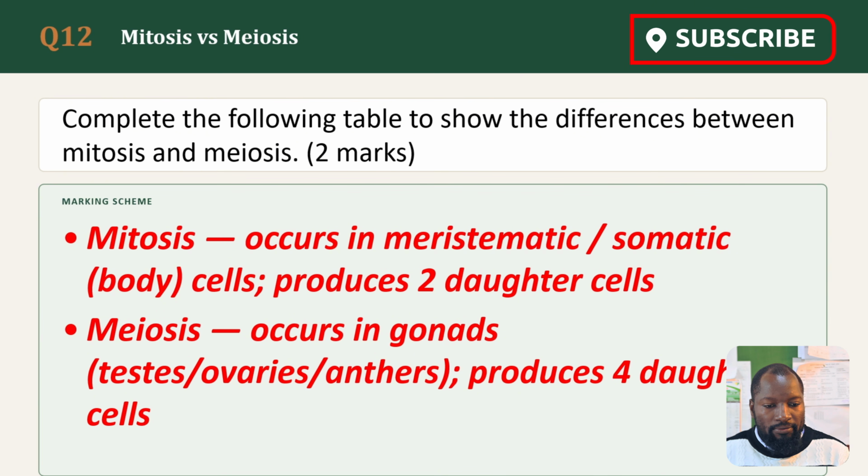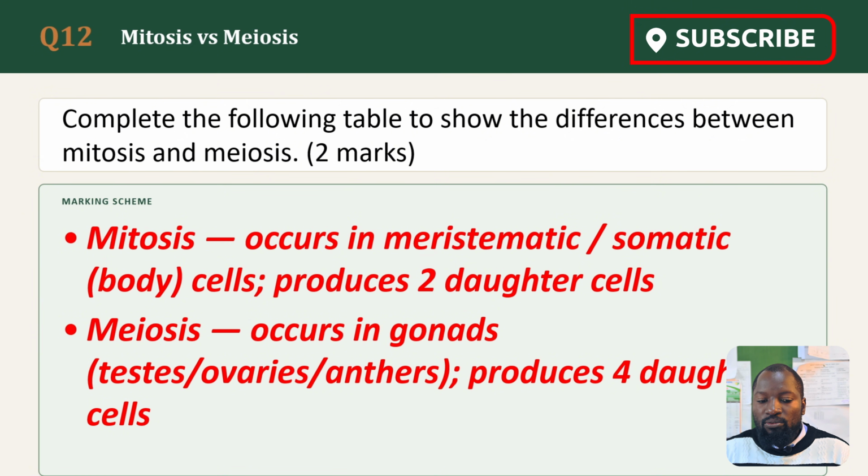Question number 12. Complete the following table to show the differences between mitosis and meiosis. So in the first Roman one, they're saying cells where it occurs. Now mitosis actually occurs in the meristematic cells, and also it occurs in the somatic or body cells. Whereas meiosis occurs only in the gonads. We're talking about the testes, the ovaries, and also the anthers. That's where it occurs.